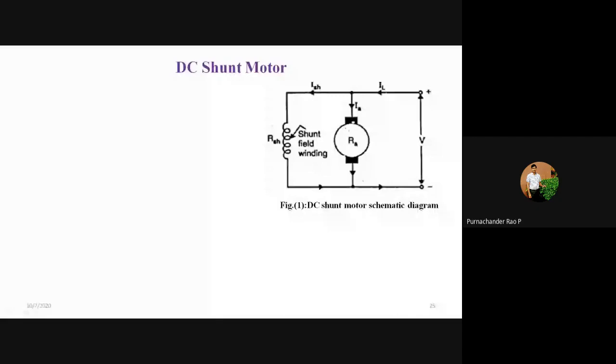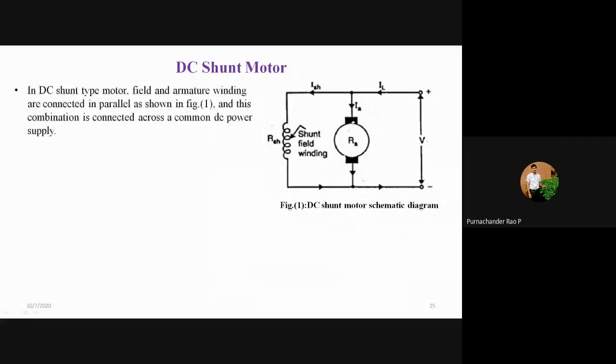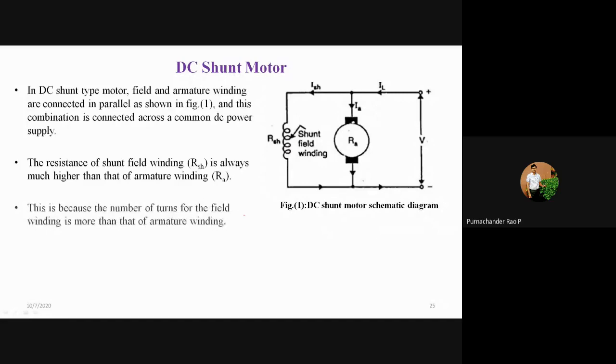Okay, and therefore this terminal is supplying the line current IL. So here IL is called line current, and IA is the armature current, and ISH we can consider as the current to the shunt field winding. And here the resistance of the shunt field winding is always higher than the armature winding. This is because the shunt field winding has a large number of turns as compared to the armature winding.